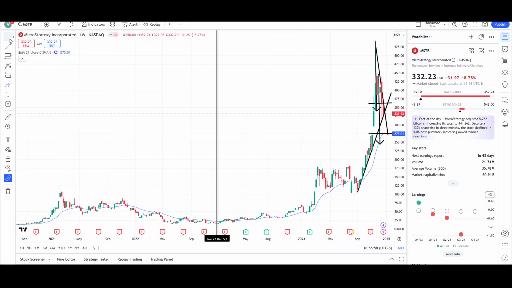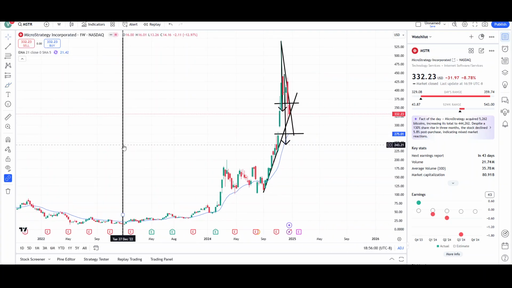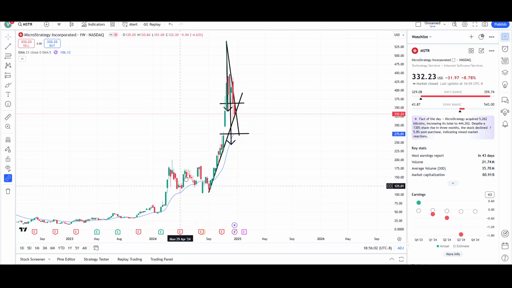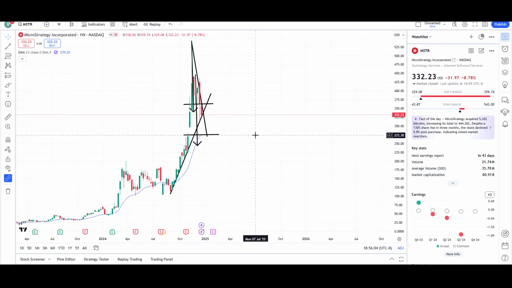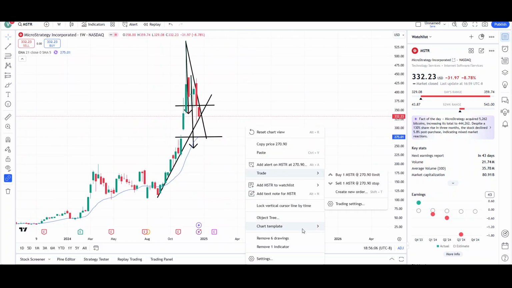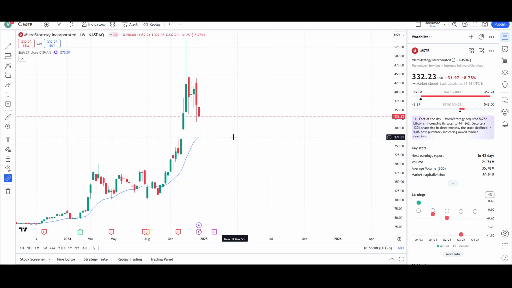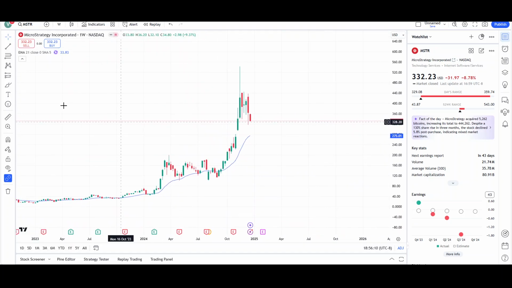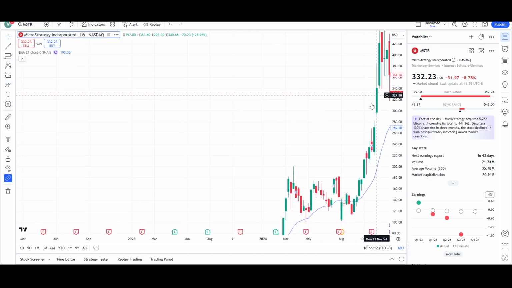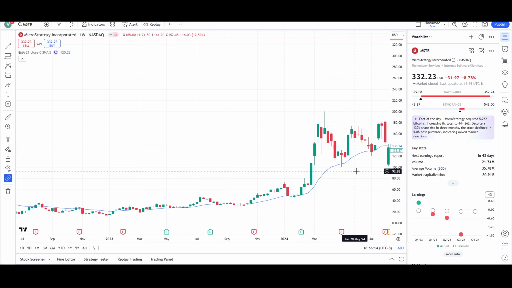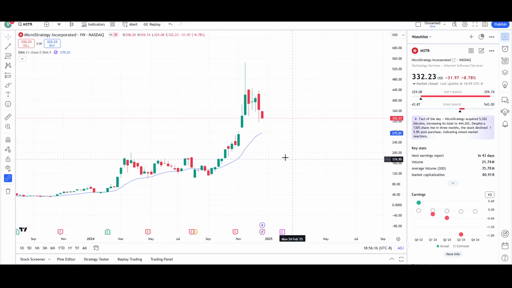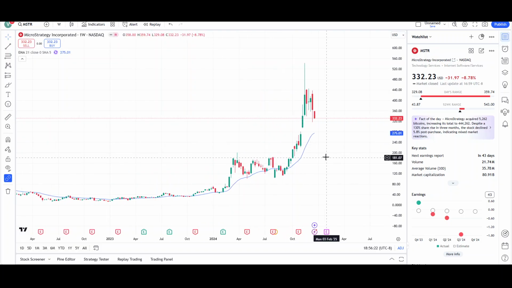Macro picture shows that, let me go ahead and remove this vertical line here, price was a little bit overextended, coming back to that EMA. Let's go and clear the drawings. The EMA is right around the 274 level. You can see that whenever price gets overextended from that EMA, it pulls back to it, and it looks like we're just going back down to that EMA. So I'm looking for a little bit more downside for MicroStrategy.